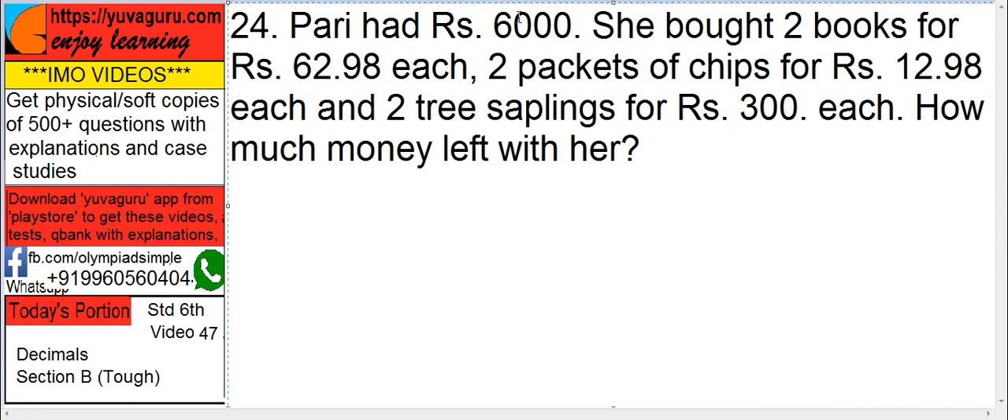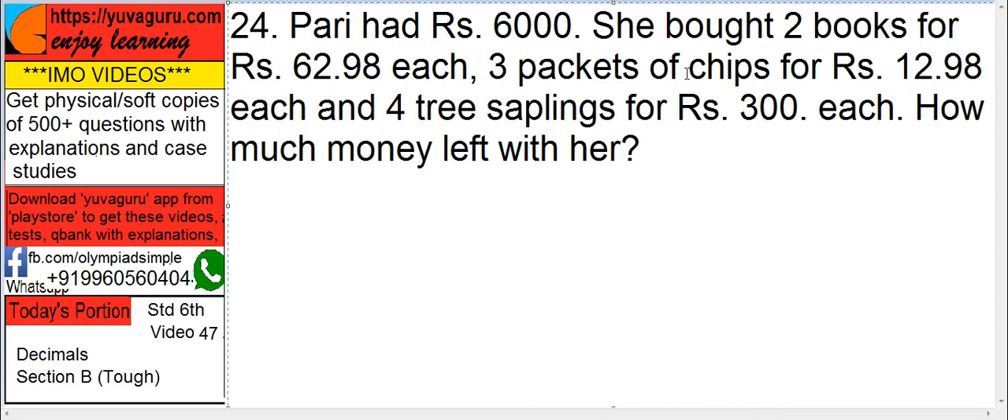Pari had rupees 6,000. She bought 2 books for 62.98 each, 2 packets of chips for rupees 12.98 each, and 2 tree saplings, saplings meaning smaller plants which you get from the nursery, 2 tree saplings for rupees 300 each. How much money was she left with?